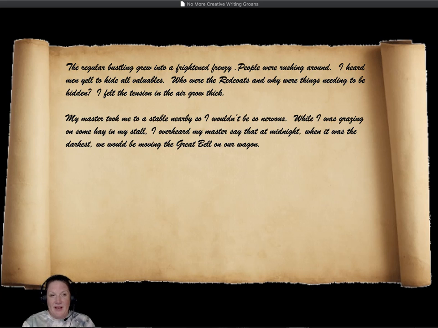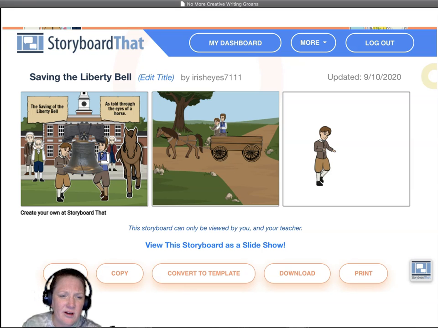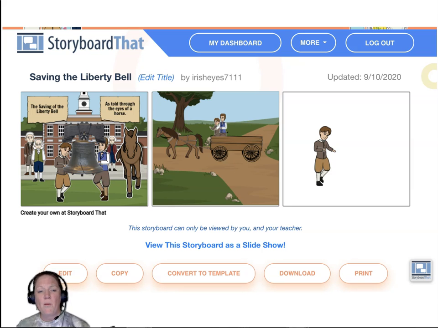Now I want to show some pictures, and this is where Storyboard That comes in. Before you write your story, as long as you have an idea what the plot is and you've outlined it, you could actually use the storyboard method to outline your narrative. Here I have the cover, The Saving of a Liberty Bell as Told Through the Eyes of a Horse. I'm just showing the different stages. I won't be doing all the exact words or anything like that. This is just a little outline.